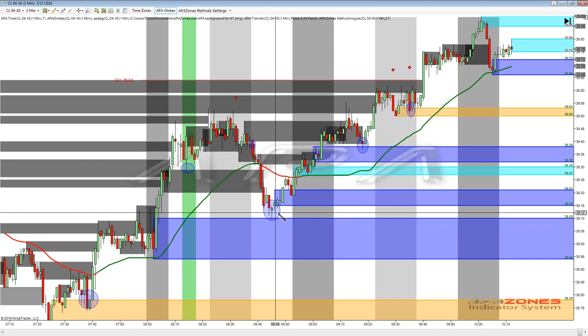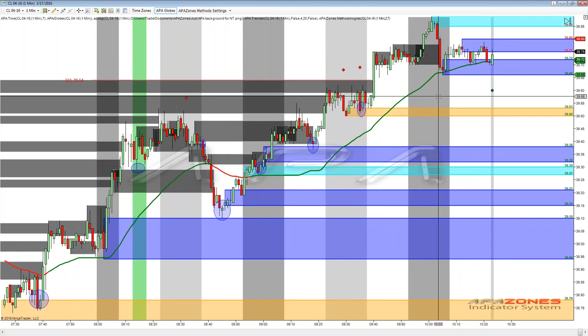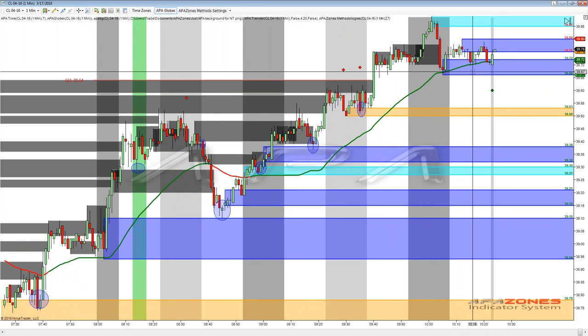Love to wait for confirmation. Let price bounce off the level. This one just barely kissed it, and then it started to roll off. Let price roll off of these levels before we are getting into things. And I like to take them in the direction of trend.